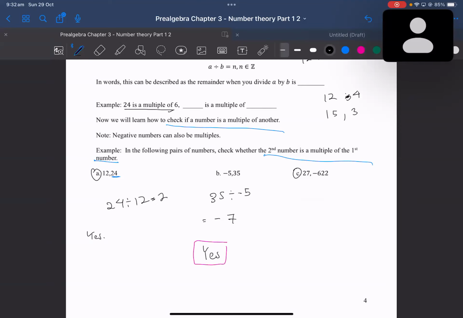And what about negative 622 and 27? Do long division. You can ignore the negative really, because you can always put a negative at the end. So you can just do long division with the positive numbers and then put a negative at the end if you need. I'm going to do 622 divided by 27.